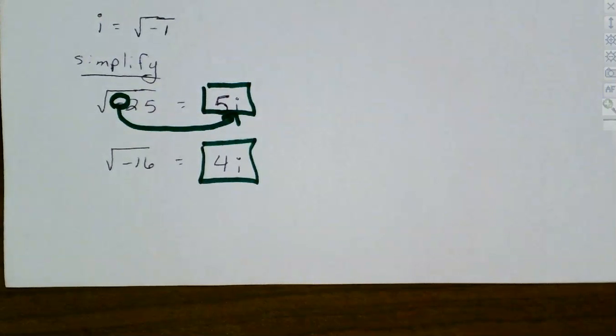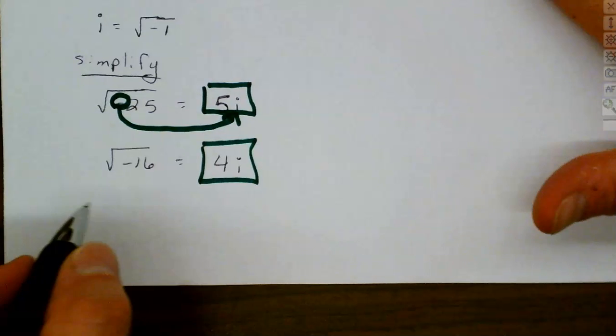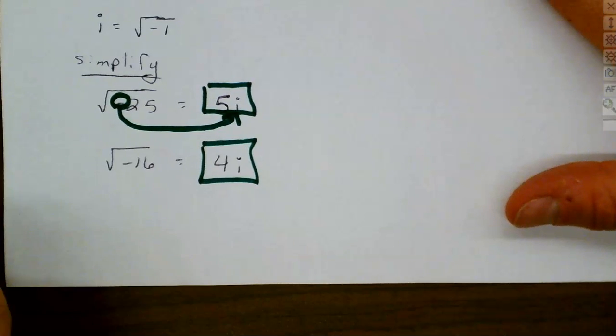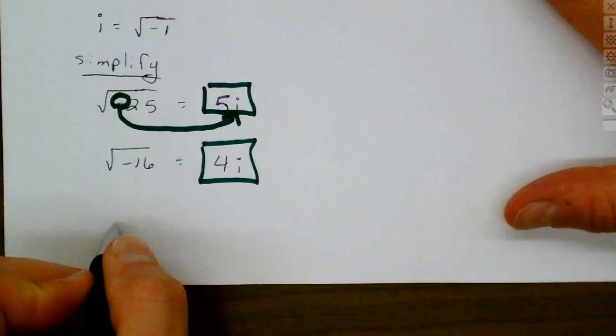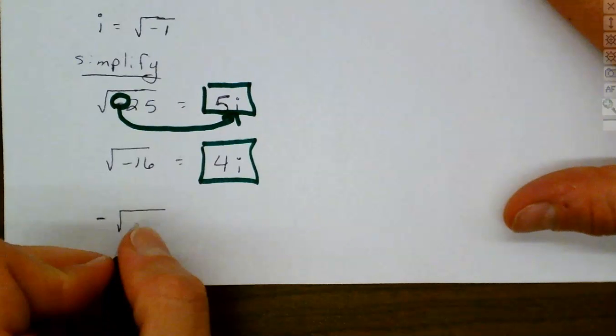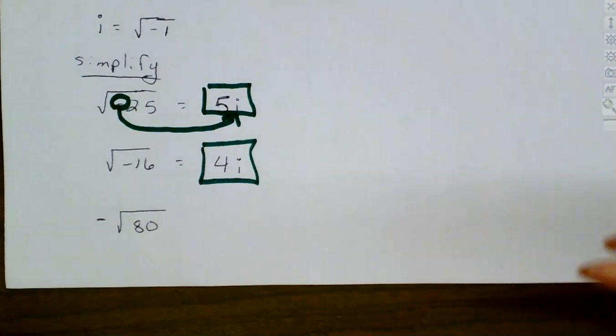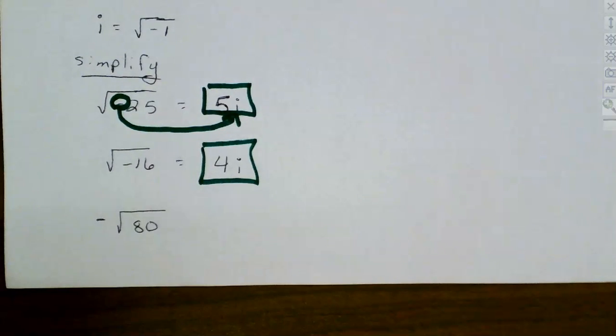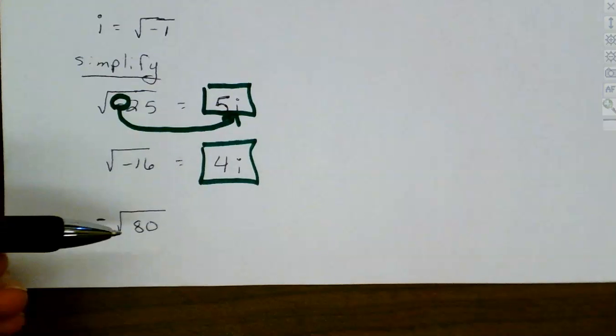If they're not perfect squares, we're going to have to break them down a bit. So let's do some more of these. This one we're going to have to factor out and see how we can reduce it. How about the square root of, let's put a minus in front, how about 80 underneath the root? Now, this one is not going to have an i on it. Why not? Because the negative is out in front. So it's a real number. The others were imaginary; this one's going to be real.